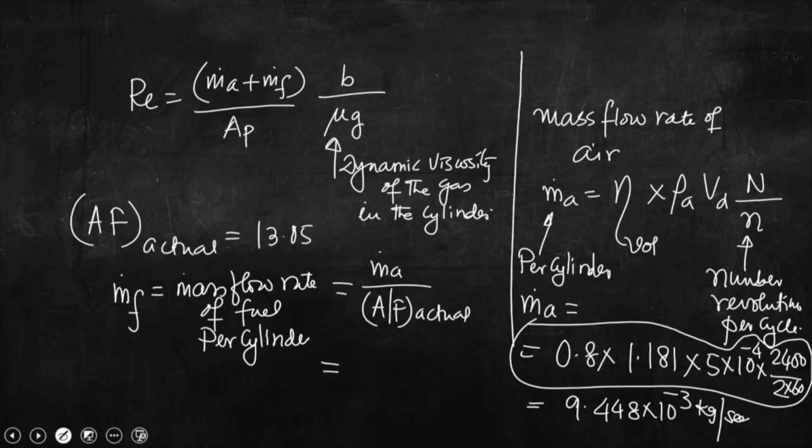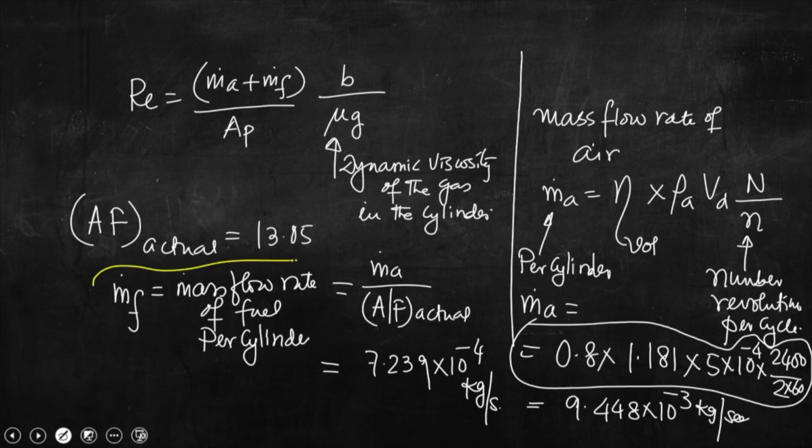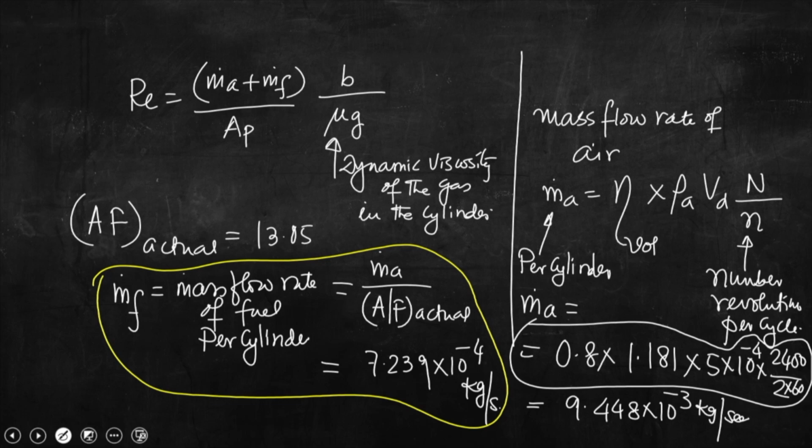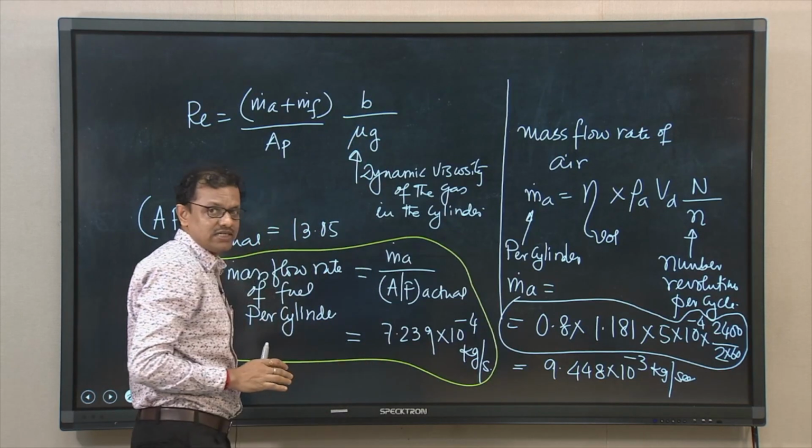If we plug in the value, we will be getting 7.239 into 10 power minus 4 kg per second. So, now knowing the mass flow rate of fuel, which we have calculated, the mass flow rate of air, which we have calculated, the area of the piston face, B, and the dynamic viscosity mu, we can calculate the Reynolds number.